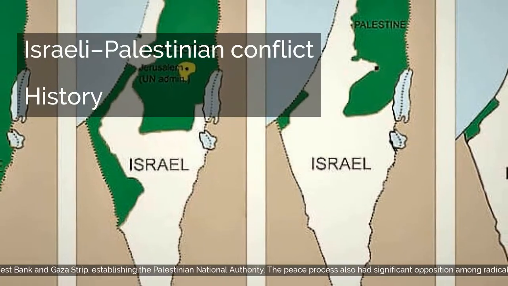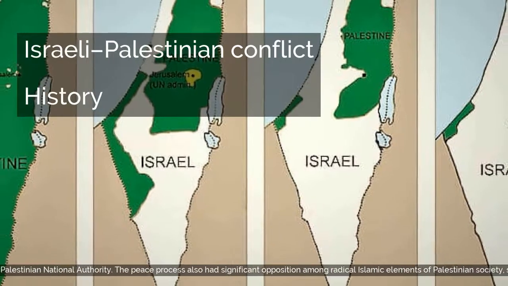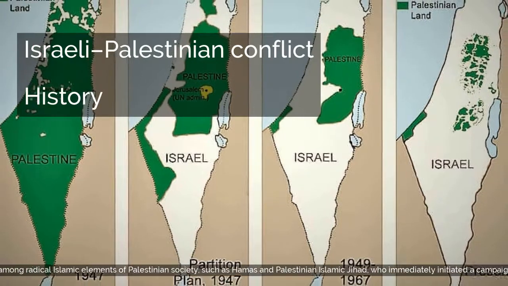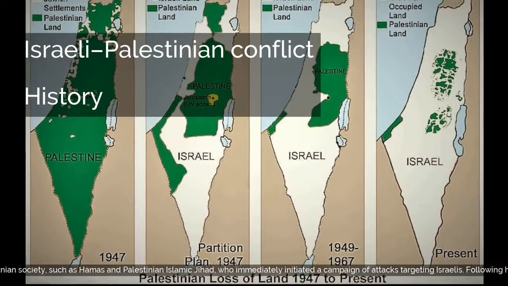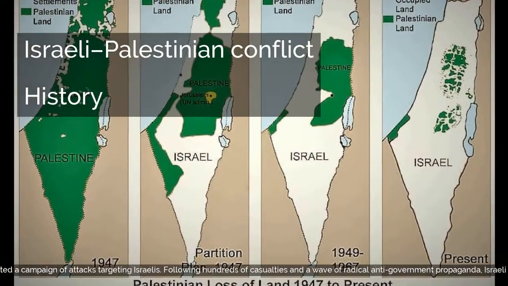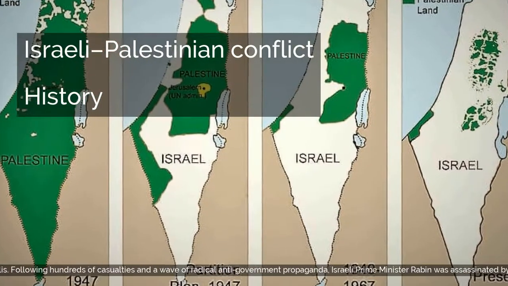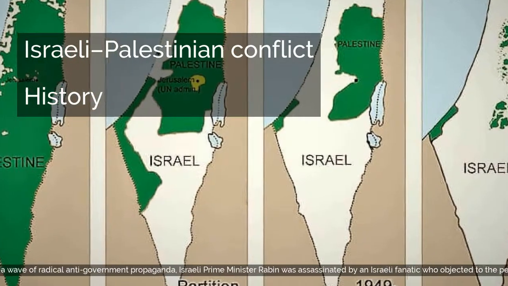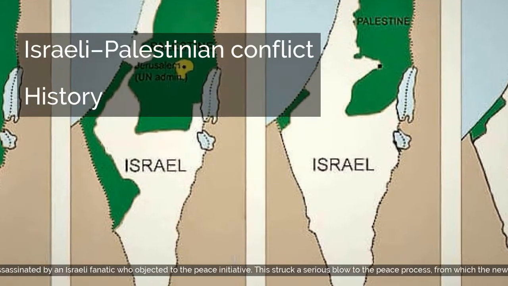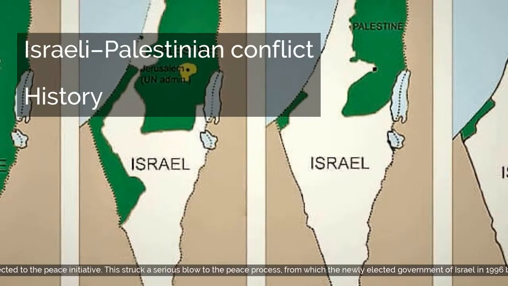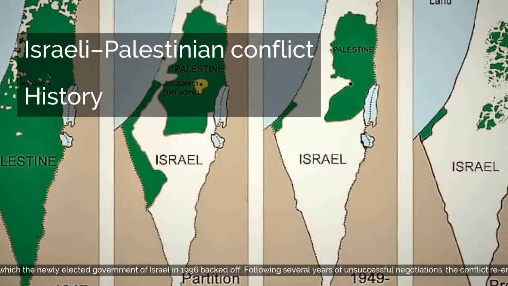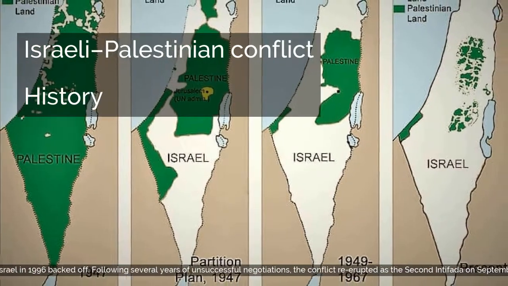The peace process also had significant opposition among radical Islamic elements of Palestinian society, such as Hamas and Palestinian Islamic Jihad, who immediately initiated a campaign of attacks targeting Israelis. Following hundreds of casualties and a wave of radical anti-government propaganda, Israeli Prime Minister Rabin was assassinated by an Israeli fanatic who objected to the peace initiative. This struck a serious blow to the peace process, from which the newly elected government of Israel in 1996 backed off. Following several years of unsuccessful negotiations, the conflict re-erupted as the Second Intifada in September 2000.